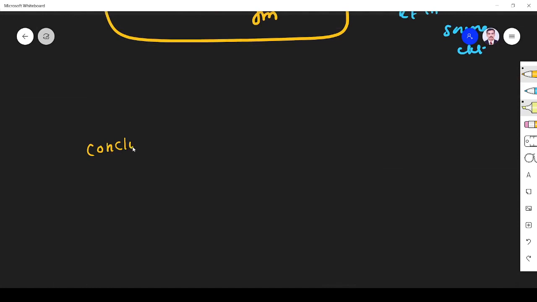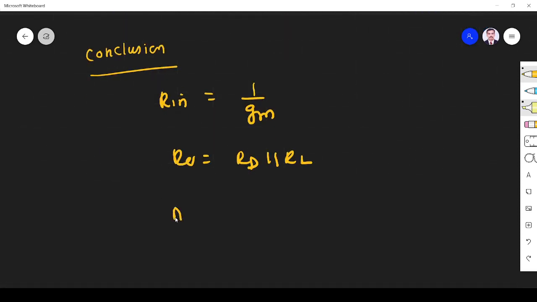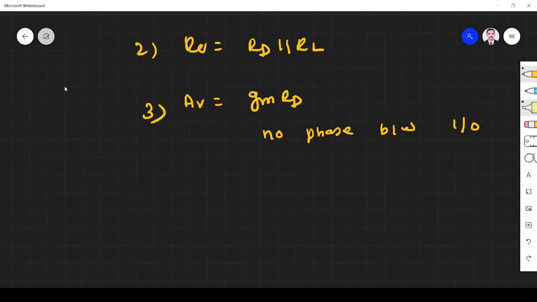So what is the conclusion? Ri, the input resistance for common gate, is 1 by Gm. Ro is RD. If you include load resistance, RD parallel RL. AV, small signal voltage gain, is GmRD. No phase shift between input and the output. Right? So these points we studied. And the fourth one is overall voltage gain, AVO, that is VO by VS.